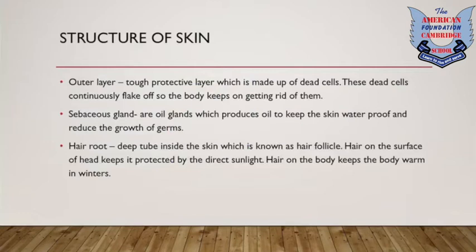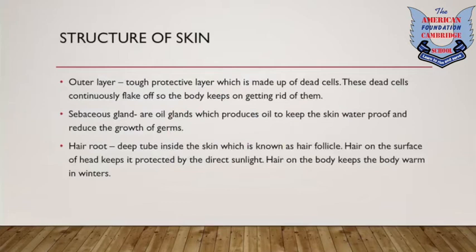So we have an outer layer which is tough. It protects the inner parts of the body, and this layer is made up of dead cells. These dead cells continuously flake off, so the body keeps on getting rid of them. They're continuously falling off the skin, which keeps the body healthy. Then we have sebaceous glands, also known as the oil glands. They produce oil to keep the skin waterproof, and they reduce the growth of germs.